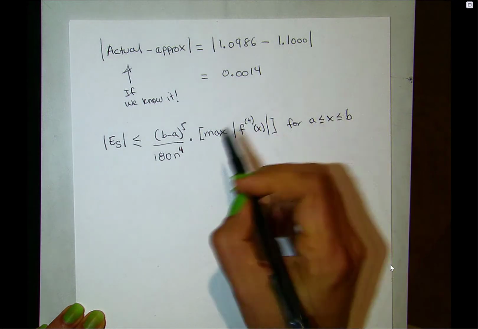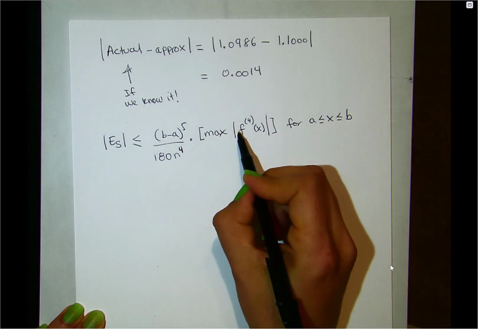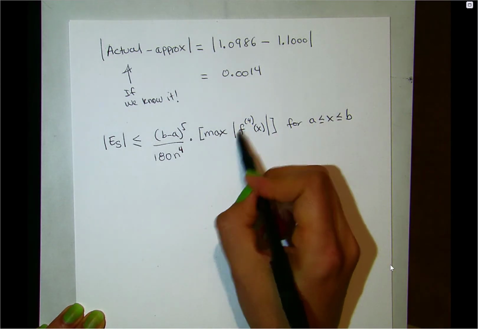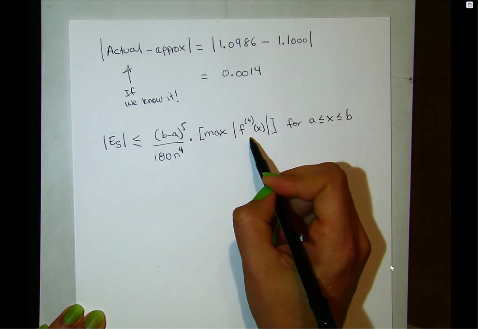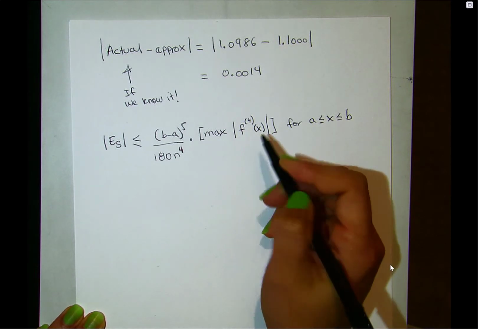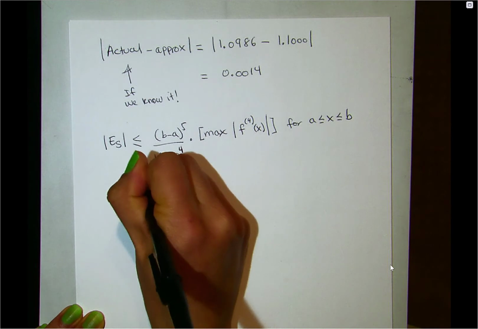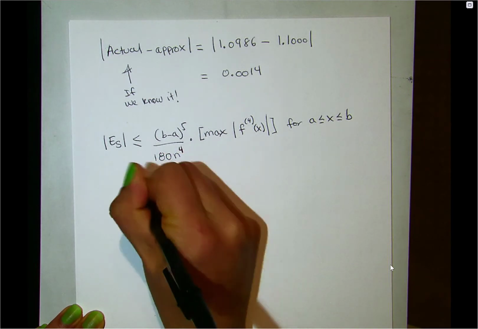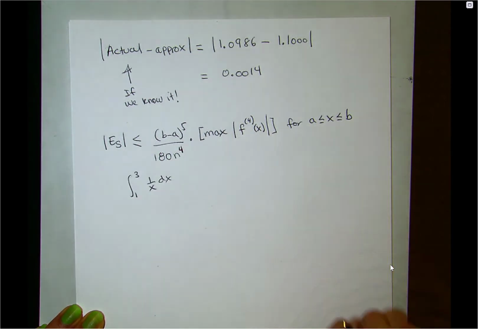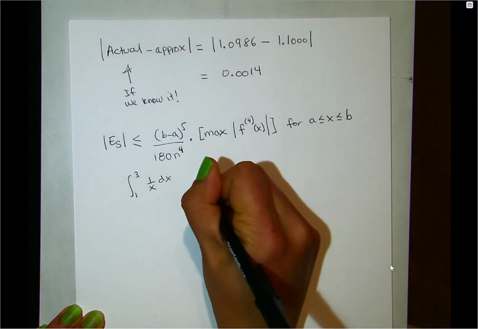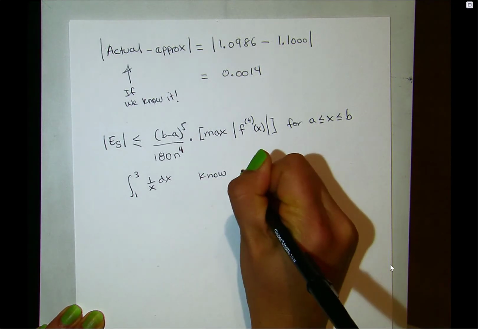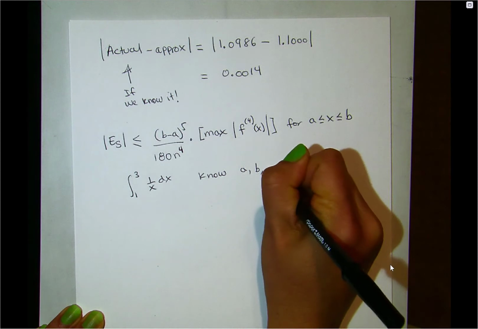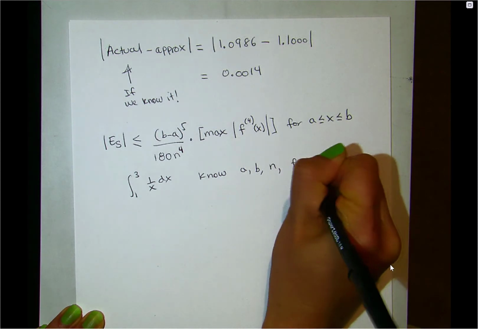For the trapezoid rule, it was the absolute value of the second derivative. In this case, we need to go to the fourth derivative. So, back to our original integral, it was 1 over x dx from 1 to 3. So we know a, b, n, and we know f of x.